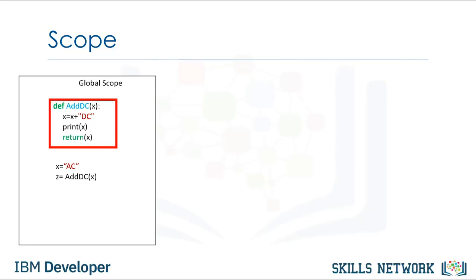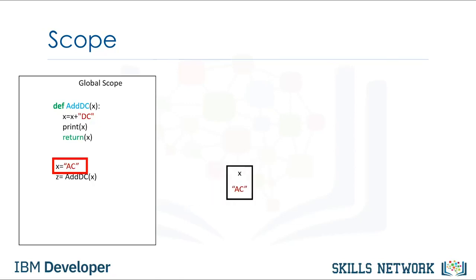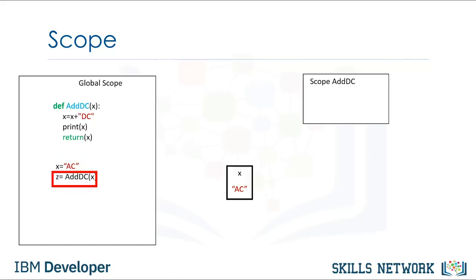Here we have a function that adds the string dc to the parameter x. When we reach the part where the value of x is set to ac, this is within the global scope, meaning x is accessible anywhere after it is defined. A variable defined in the global scope is called a global variable.